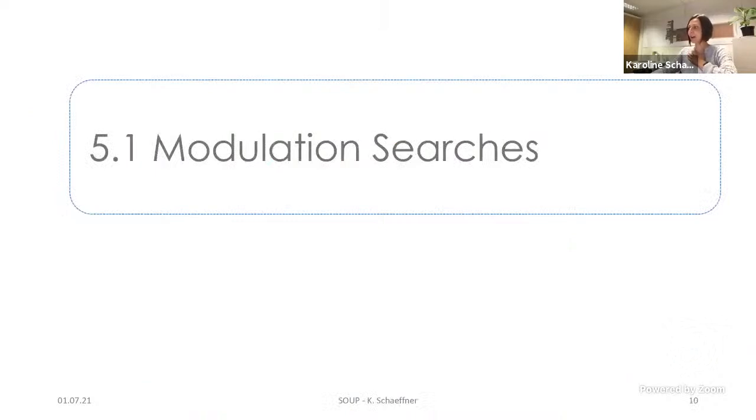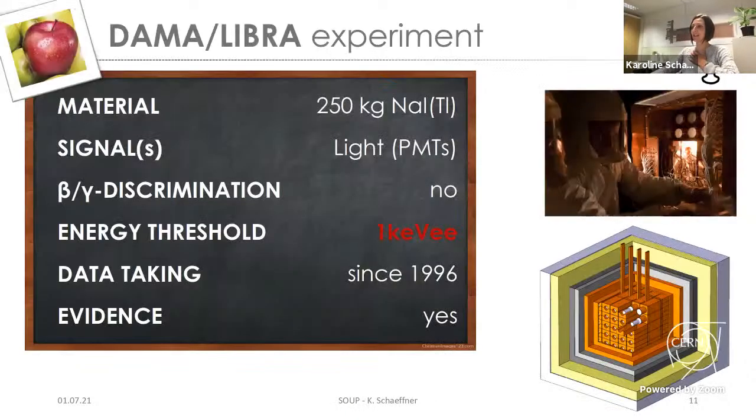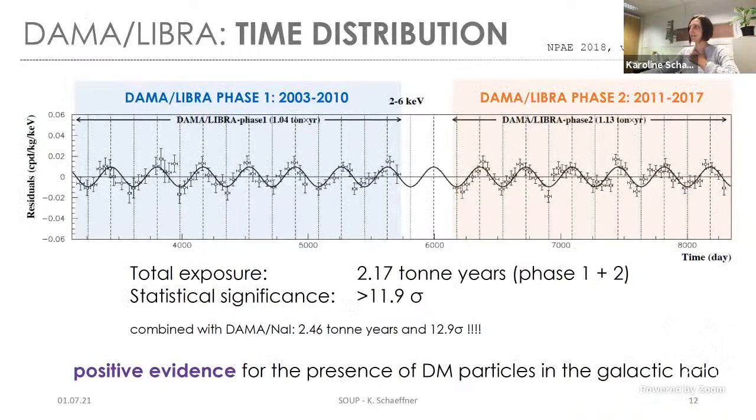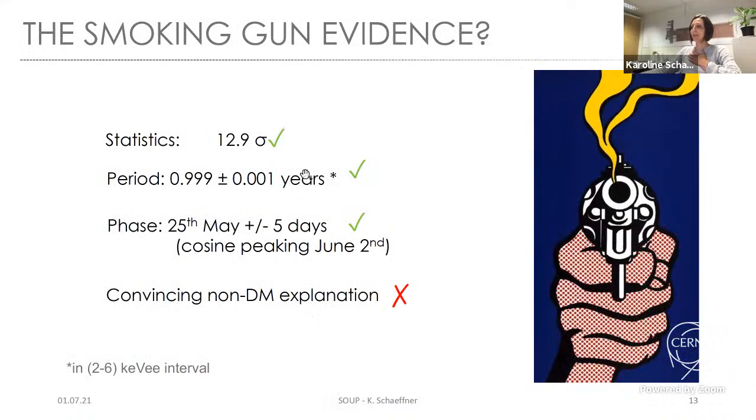This was also what we started out with, the modulation searches, and I reported to you about DAMA again. This is a really big mass experiment with 250 kilograms of sodium iodide crystals. And here again are their results. You see this modulation observed in phase 1 and 2 with high significance, and they claim that this is the evidence for the presence of dark matter in our galactic halo. So the DAMA signal is this high statistics, period and phase fit to a dark matter interpretation, and there is no convincing other explanation so far.